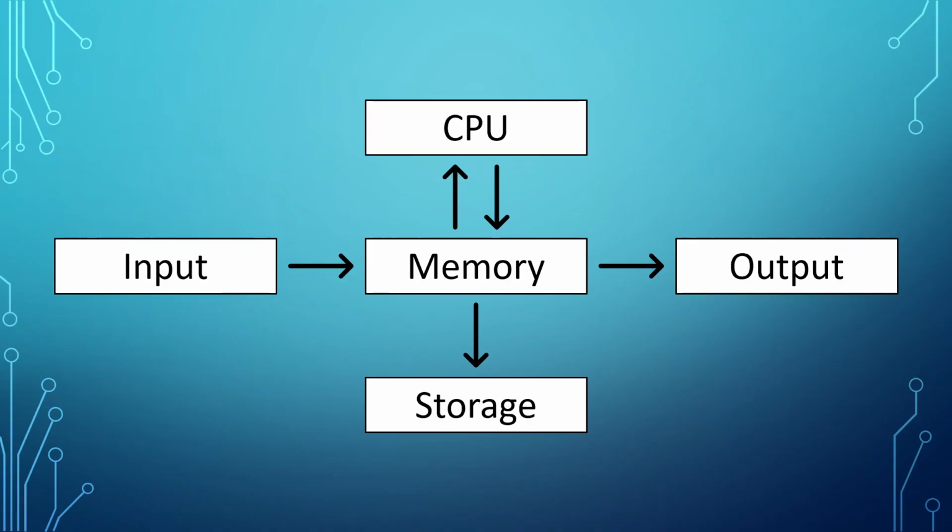So we have data coming into the computer through an input device. That data sits in memory until the CPU is ready to process it. Once it does that, the result goes back into memory and is ready to be output to the user.